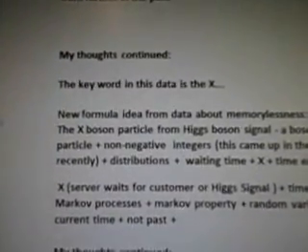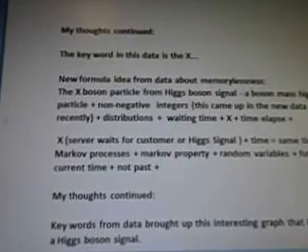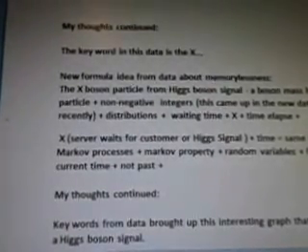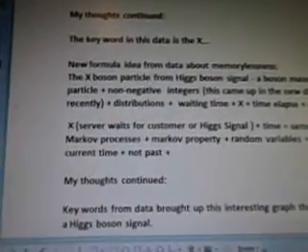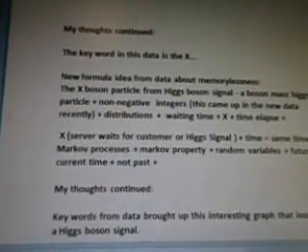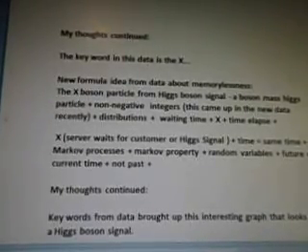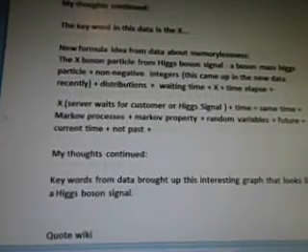My thoughts continued. The key word in this data is the X. A new formula idea from data about memorylessness. The X boson particle from Higgs boson signal, a boson mass Higgs particle, plus non-negative integers, this came up in the new data recently, plus distributions, plus waiting time, plus X, plus time elapsed, plus X, server waits for customer or Higgs signal, plus time equals same time, plus Markov processes, plus Markov property, plus random variables, plus future, plus current time, plus not past.